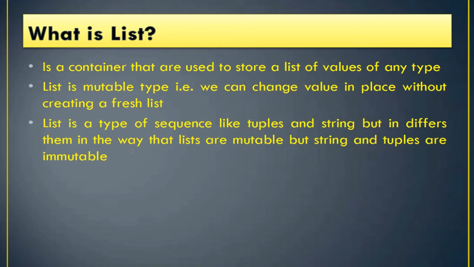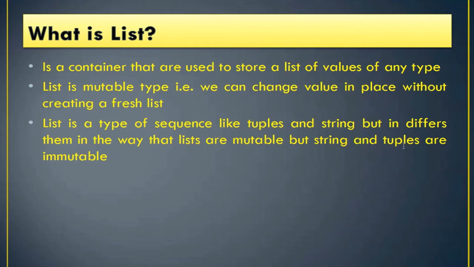Okay, in list we can have the sequences of tuple and string, but if we are using the tuple or string separately, then these two are immutable types. But list is what? Mutable type, means we can change the values in the list, but in tuples and string we cannot change the values.